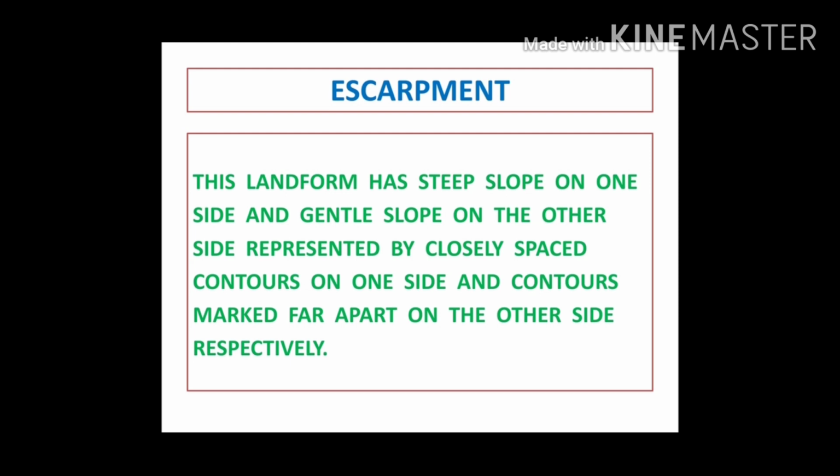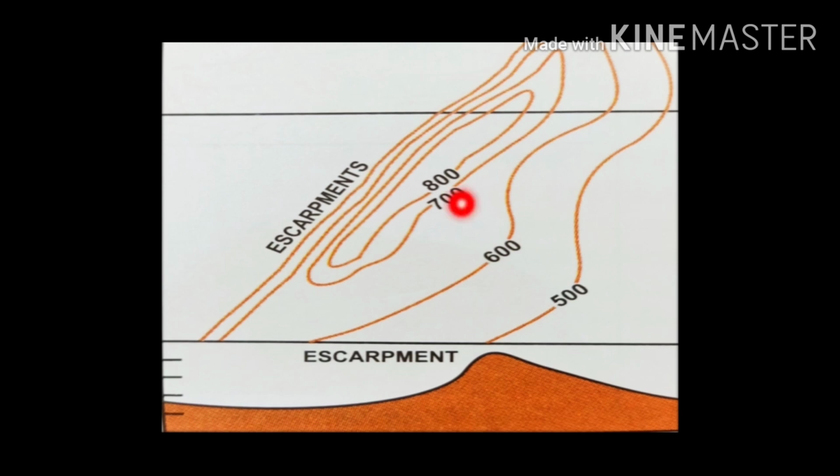Now the next landform is an escarpment. The landform called an escarpment has a steep slope on one side and a gentle slope on the other side, represented by closely spaced contours on one side and contours marked far apart on the other side. Now students, let's see the picture. This is an escarpment. You will see on one side the contours are closely spaced, whereas on the other side they are widely spaced. Why? Because on one side the slope is very steep, whereas on the other side the slope is gentle. This is what a typical landform known as an escarpment looks like.